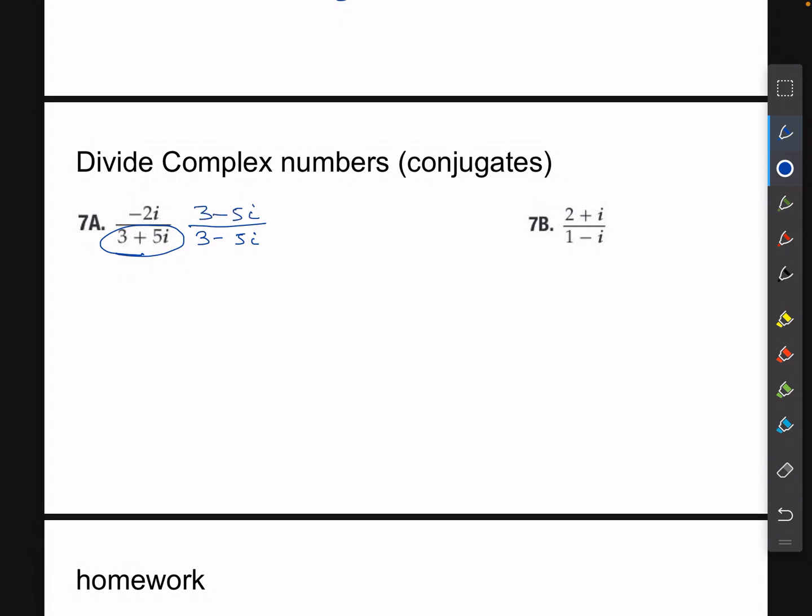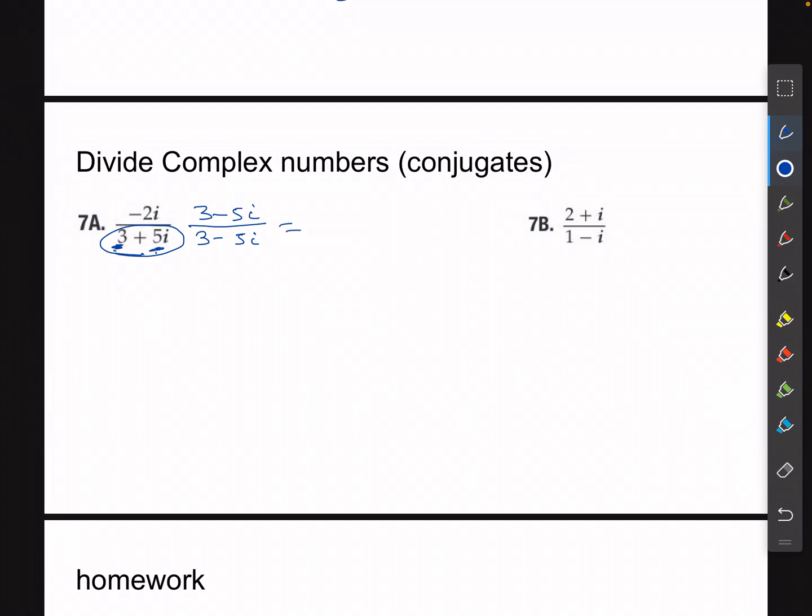Okay, the big idea is we cannot have an i in the denominator, so we get rid of it. Okay, so we're not allowed to put an i in the denominator. And so to get rid of it, you have to use a conjugate if there's two pieces. If there's a complex number in the denominator, you have to multiply by a conjugate. So if there's a real and an imaginary piece in a denominator, you have to multiply by a conjugate.